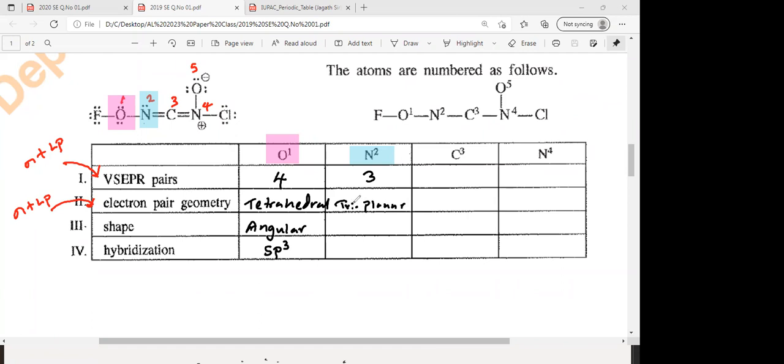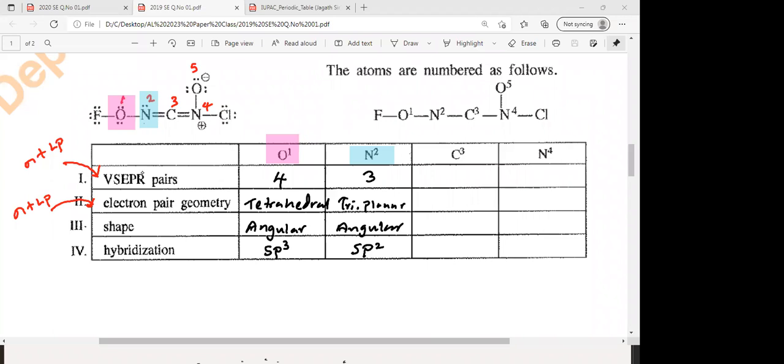Electron pair geometry will be trigonal planar. Right? Trigonal planar. What about the shape? Same as before there. Since there's one lone pair, it's angular or bent or V shape. Then hybridization sp2, because the pi bond is not considered. Only 3 VSEPR pairs. So that's correct.